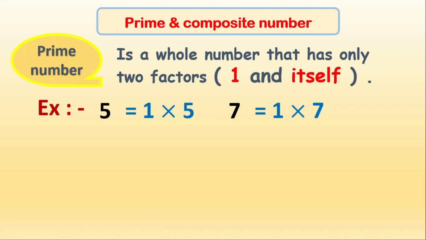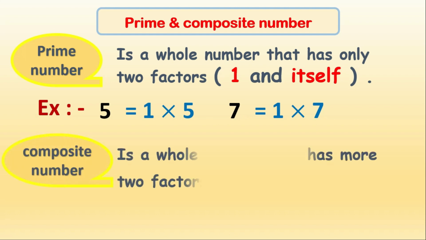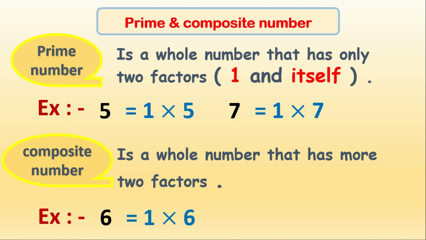Okay? But now, how about composite numbers? A composite number is a whole number that has more than 2 factors. Like what? Like 6, because the factors of 6 are 1 and 6, 2 and 3. That is 4 factors. Got it?